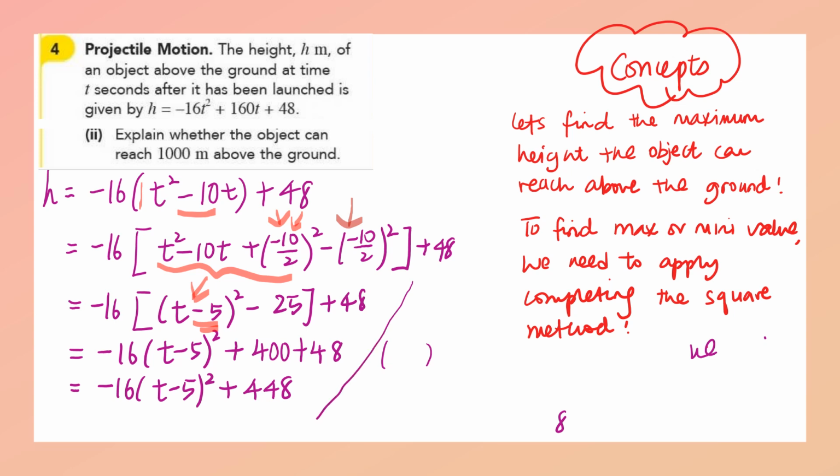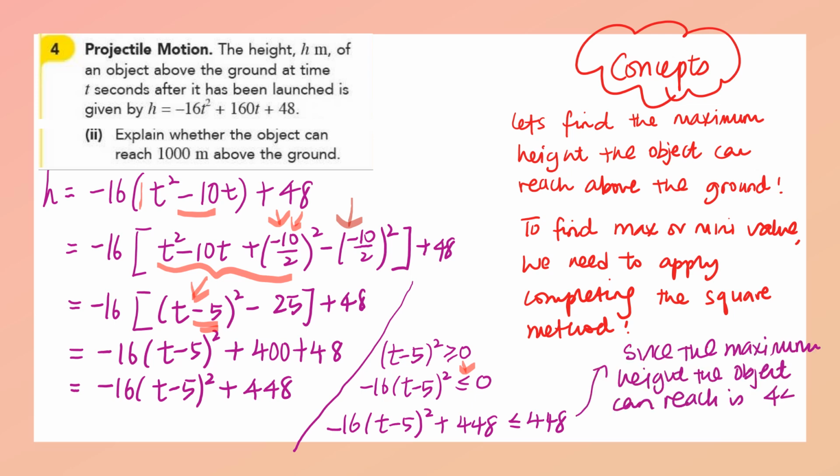okay, so we need to do some explanation. What explanations do we need to do? First of all, recognize that when we square something, it's always equal to 0 or more than 0. If you multiply with the negative number, then the inequality sign has to change from more than to less than or equal. And then you're going to add 448 to both sides. So from there, we can see that the maximum height is 448.